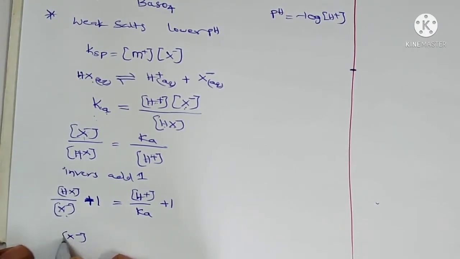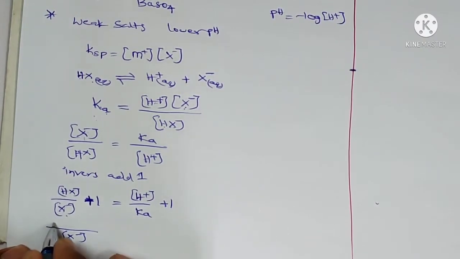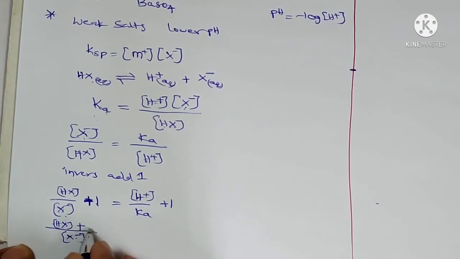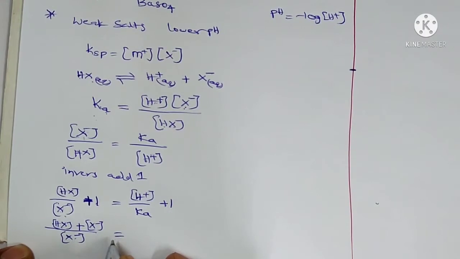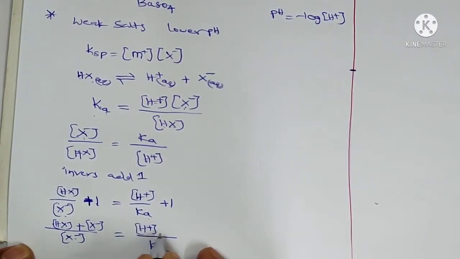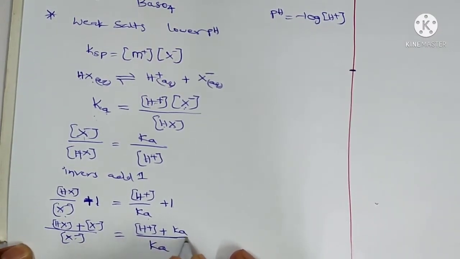HX minus concentration, and here X and X cancel, HX concentration plus X minus concentration is equal to, and here Ka and Ka cancel, H plus concentration plus 1 into Ka, so Ka.